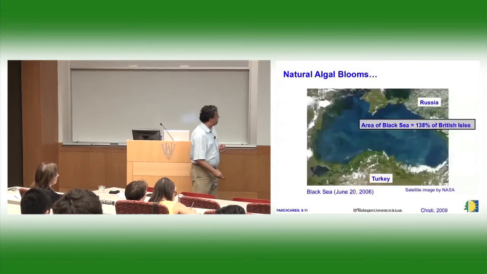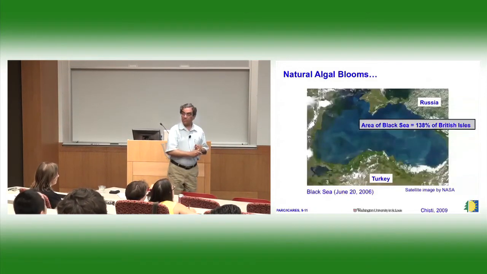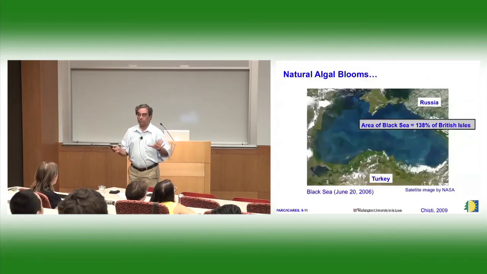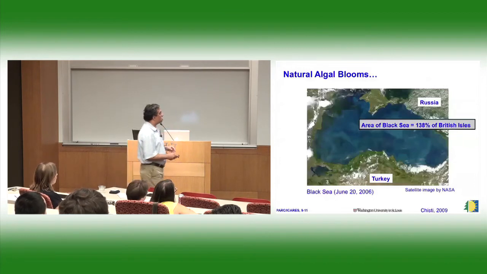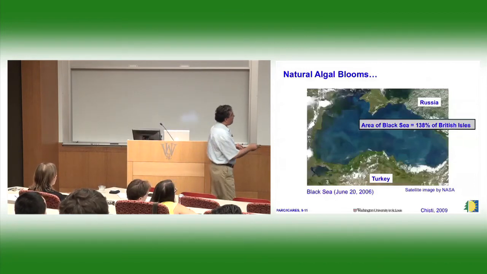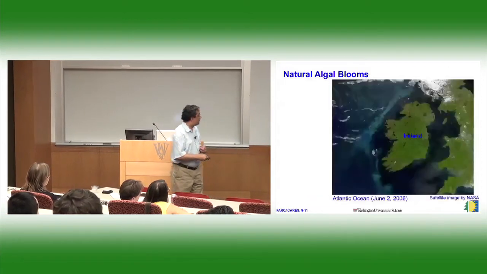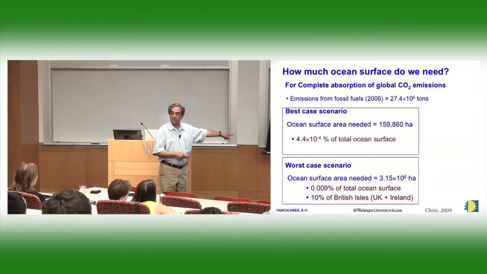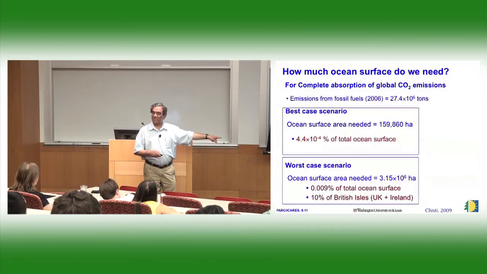And here's another picture. This is the area of the Black Sea. And the picture shows that the entire thing is full of algae, algal bloom. Okay? So the area of the Black Sea is 138% of the British Isles. So now, if we go back to these numbers, and this is the bottom line, 10% of the British Isles, all covered with algae, should be able to take care of all the CO2.